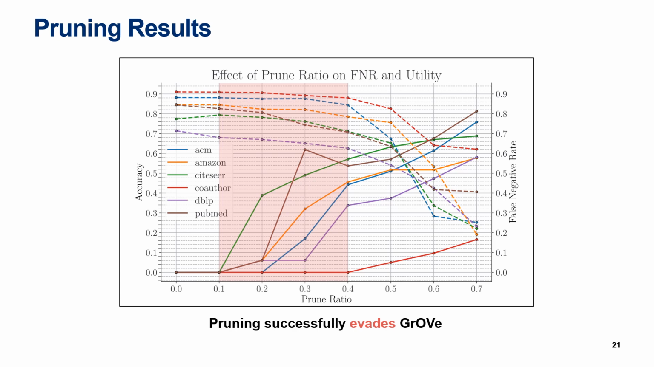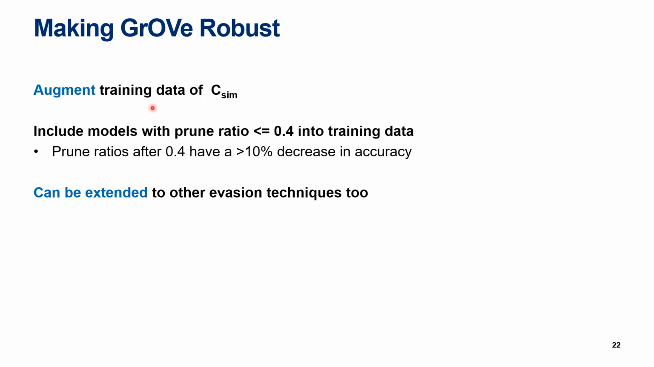Now, how do we deal with this? In order to make GrOVe more robust, we augment the training data of the similarity classifier. Simply put, we include the outputs of the models with a prune ratio less than or equal to 0.4 into the training data of the similarity classifier. This is because prune ratios after 0.4 have a greater than 10% decrease in accuracy. And this technique of data augmentation can be extended to other evasion techniques as well, which might come up in the future.